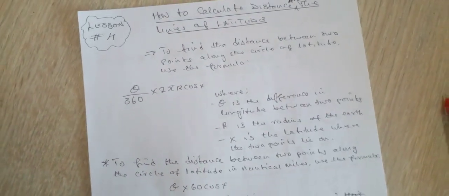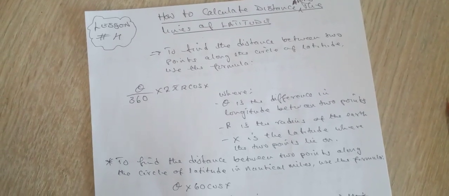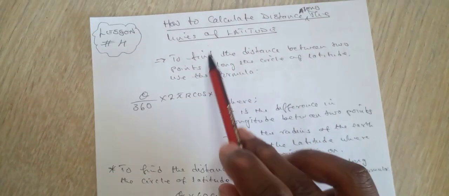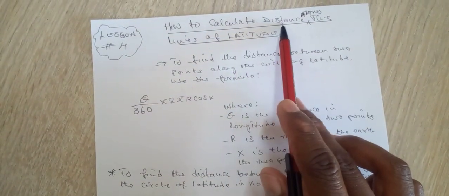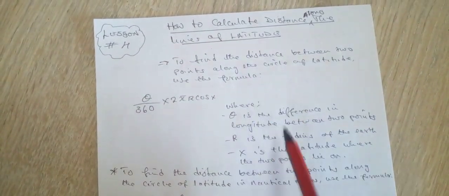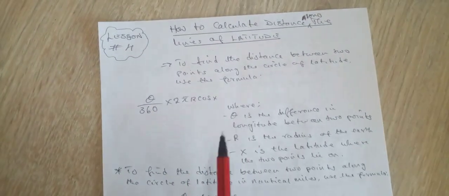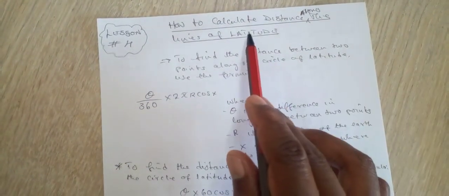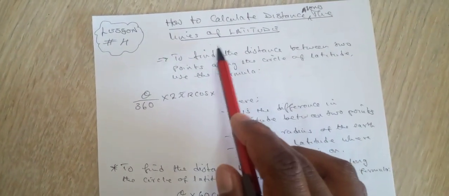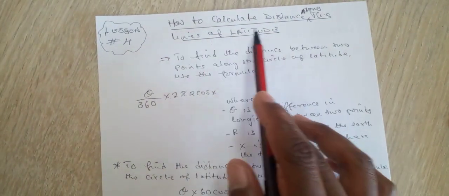Hello, good friends. Today we are going to be talking about earth geometry, specifically how to calculate distance along the lines of latitude. Remember, in the previous video, lesson number 3, we discussed how to calculate distance along the lines of longitude. But in this video, we are going to talk about how to calculate distance along the lines of latitude.